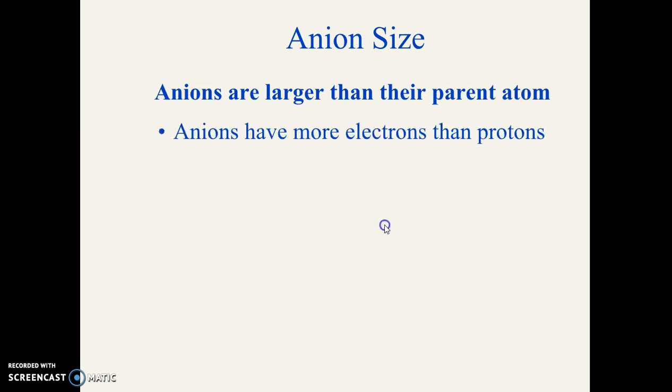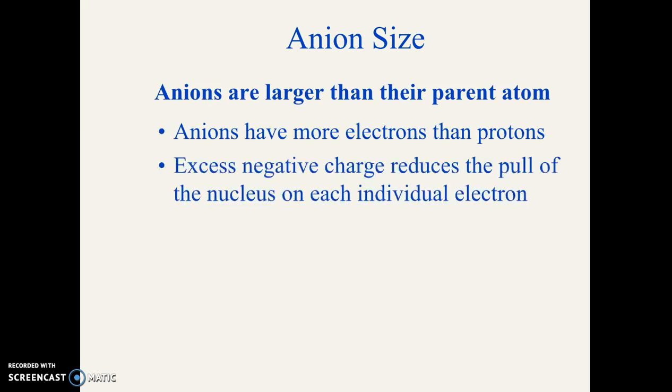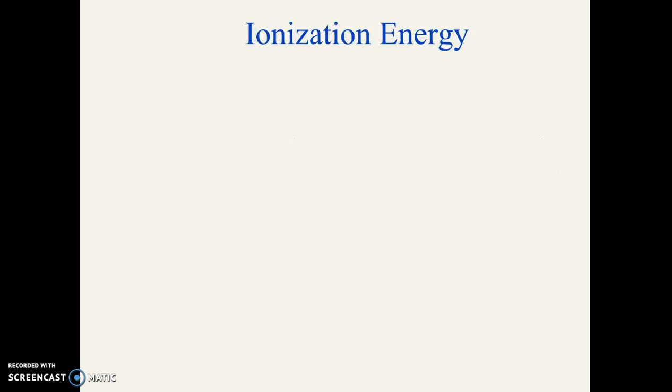Anions tend to be larger. They're going to have more electrons than protons. And that's because the excess negative charge reduces the pull of the nucleus on each individual electron. So as I add electrons to the regular size atom, I don't change the number of protons, and they're going to get a little bit bigger. So that's just a little bit about cation and anion size, which we will draw on your periodic table. So what we're going to do in class is I'll just draw a periodic table on the board and we'll just go through all of the different trends.